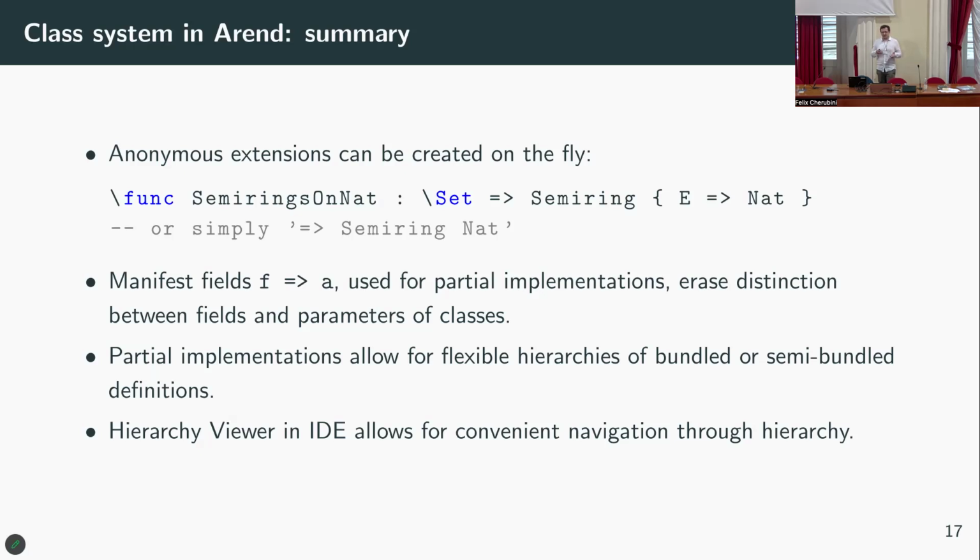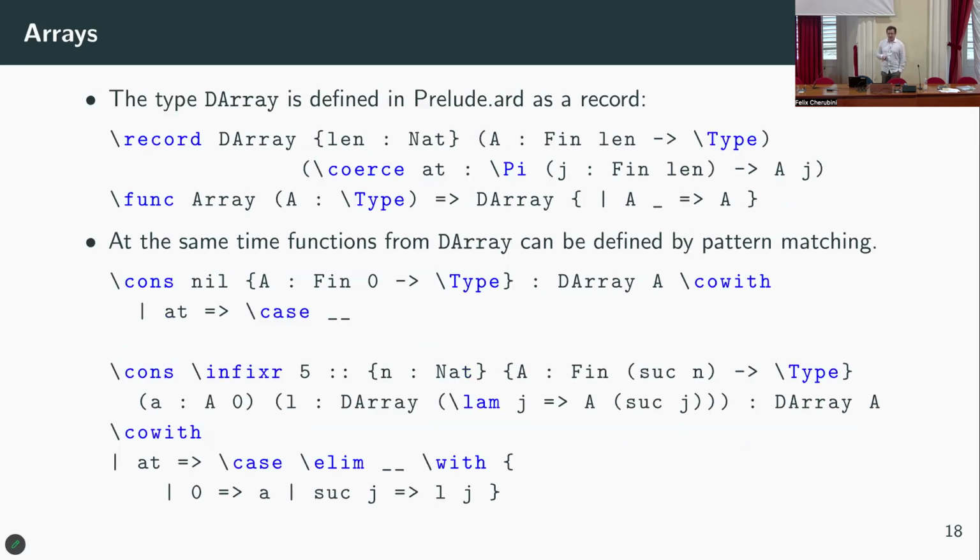Another consequence is that you can have hierarchies of bundled and semi-bundled definitions in flexible form, so that when you use multiple inheritance, you can glue things and you can share things. And there is also very useful tooling for this, a hierarchy viewer in the IDE that allows you to navigate through the hierarchies and look where things are implemented and so on. So that's very useful.